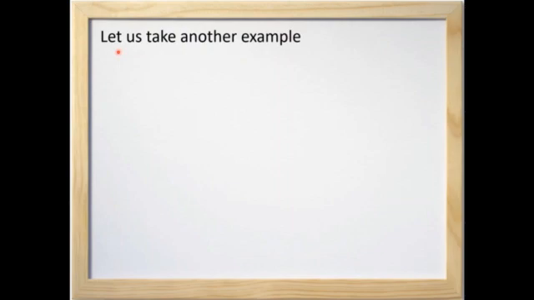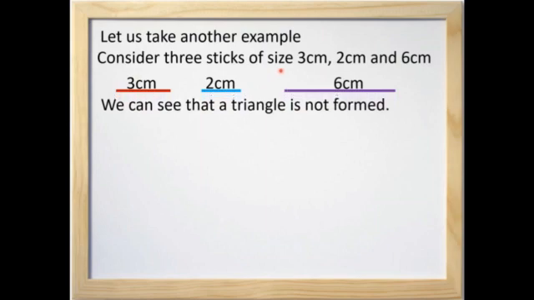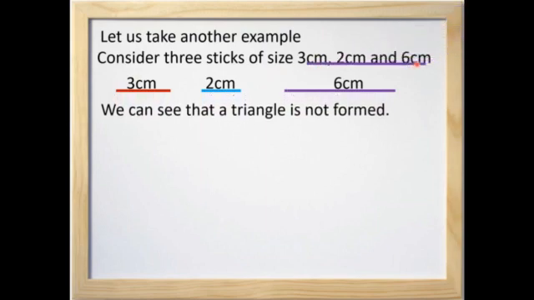Now let us take another example. Consider three more sticks of size 3 centimeter, 2 centimeter and 6 centimeter, children, and again try to form a triangle. Again we see that a triangle is not formed.